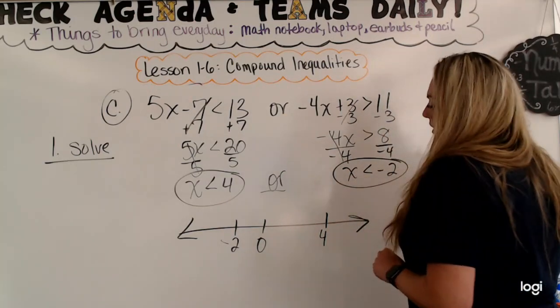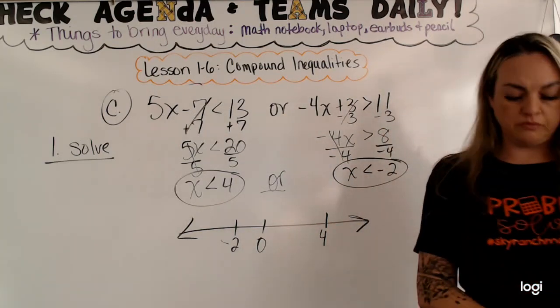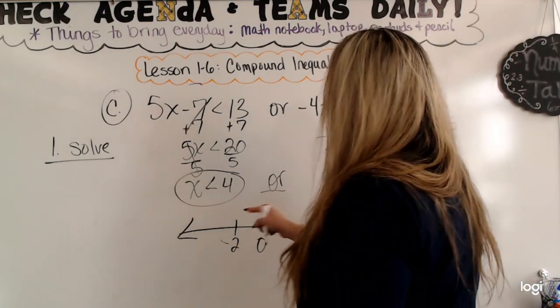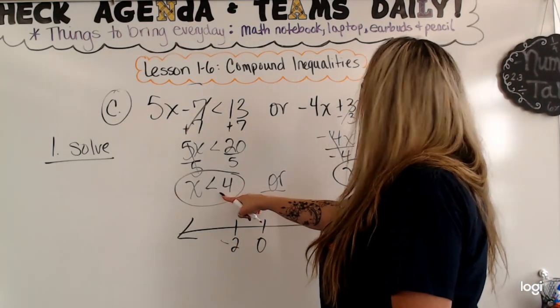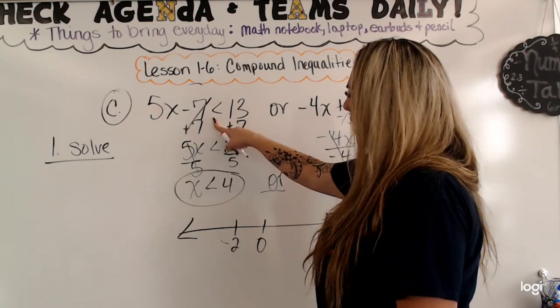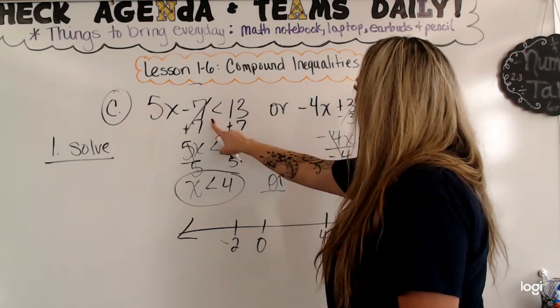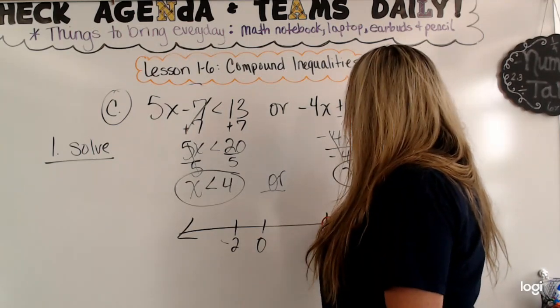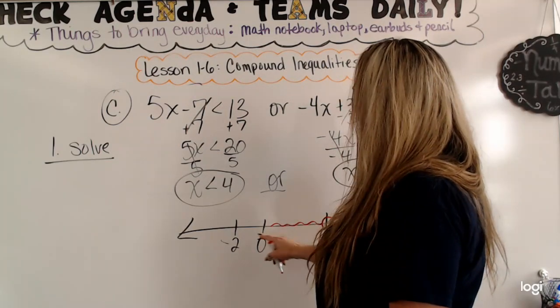Okay, so now we're going to graph this first part. X is less than 4. And if you notice, we don't have an equal sign with these, so we're going to use open circles for both. Less than 4, we're going to go this way. But we need to know where to stop.